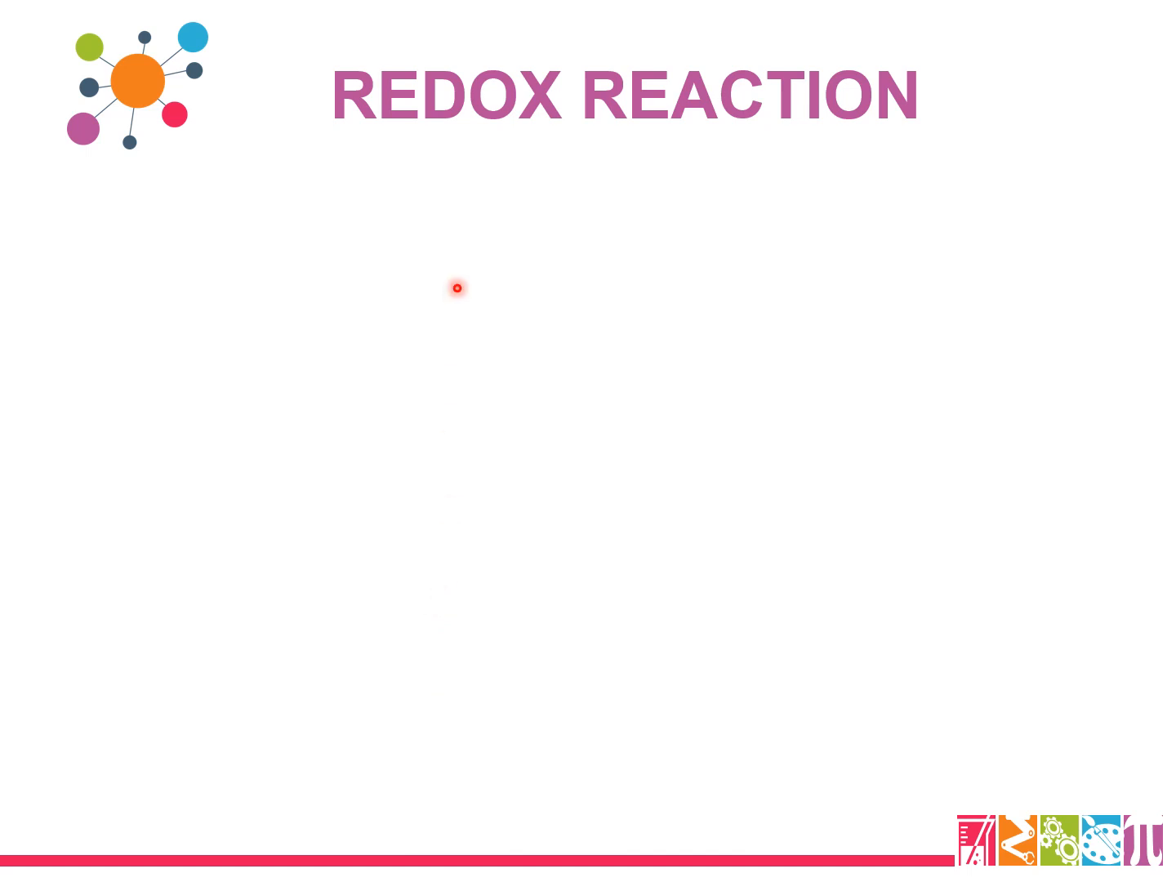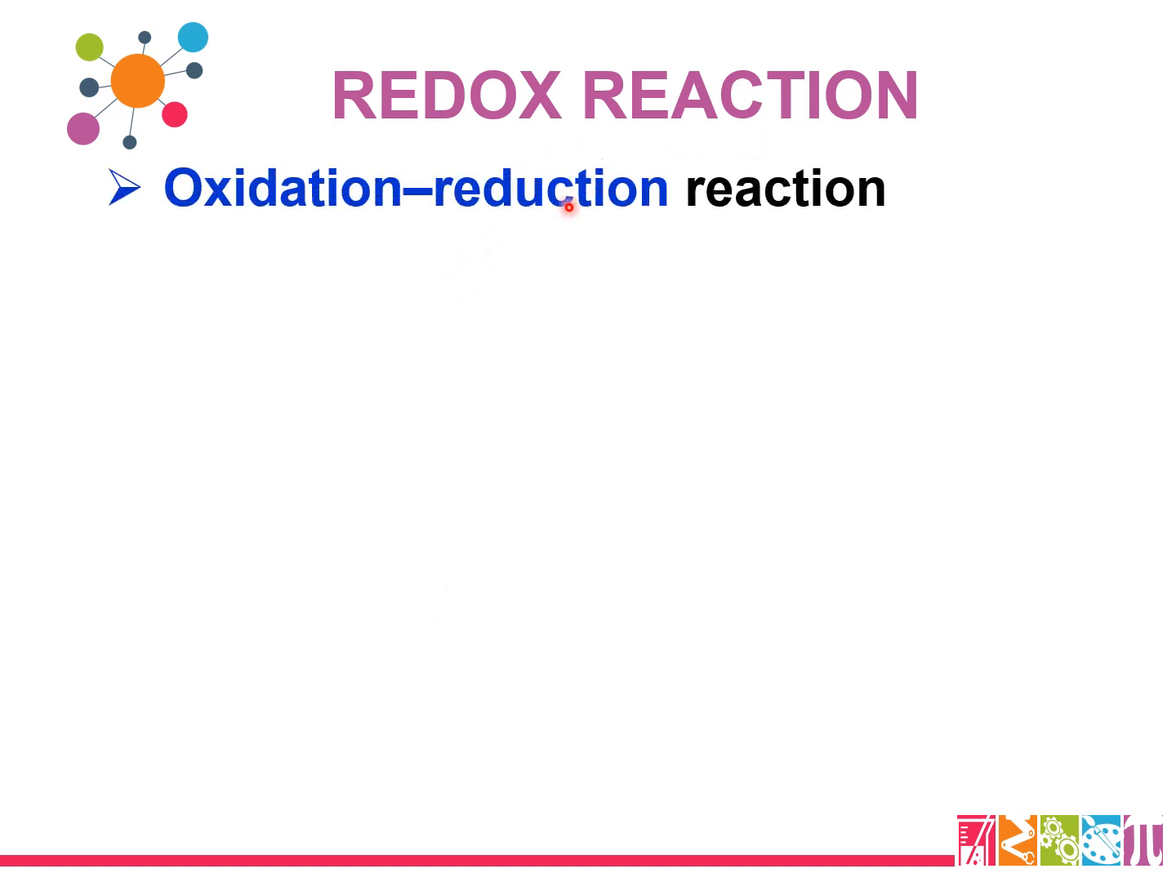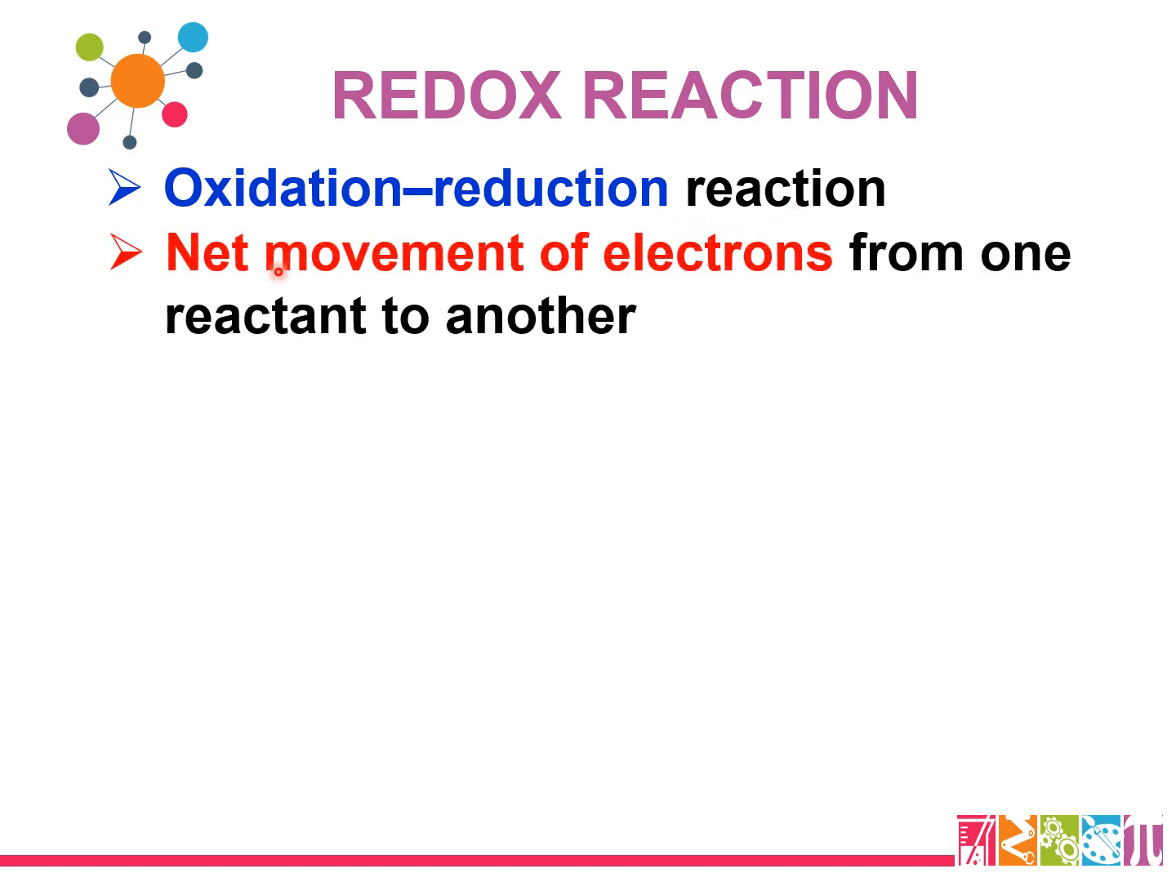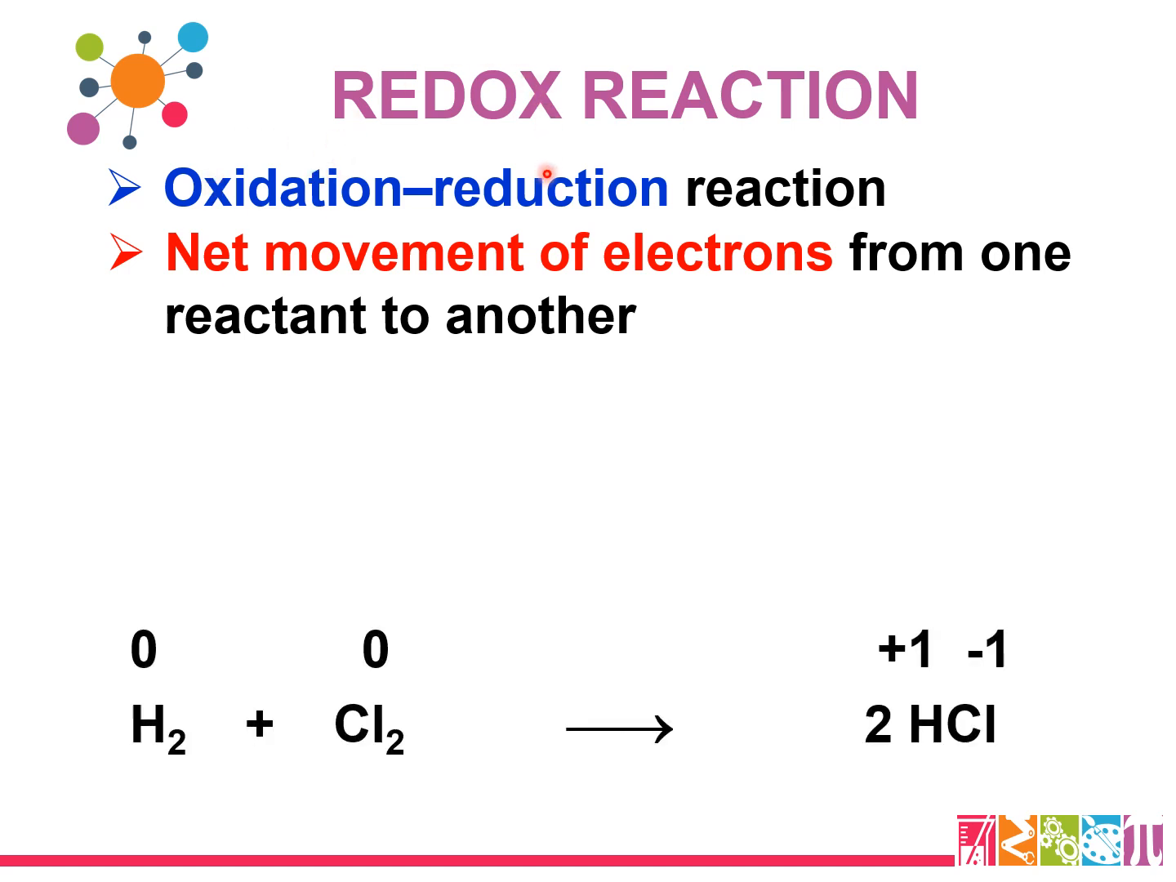Alright, now we proceed with the redox reaction. Redox reaction involves the oxidation and reduction reactions in one process. So the net movement of electron from one reactant to another: the oxidation process removes electron, while the reduction process accepts the electron. So they involve transferring of electron from oxidation to reduction reaction. As example, we have the equation hydrogen molecule reacting with the chlorine molecule to produce 2 moles of hydrochloric acid.